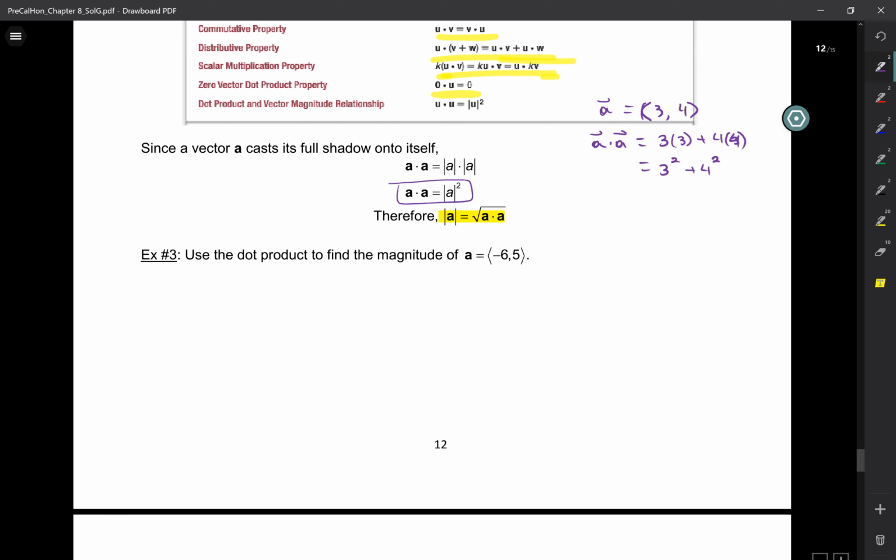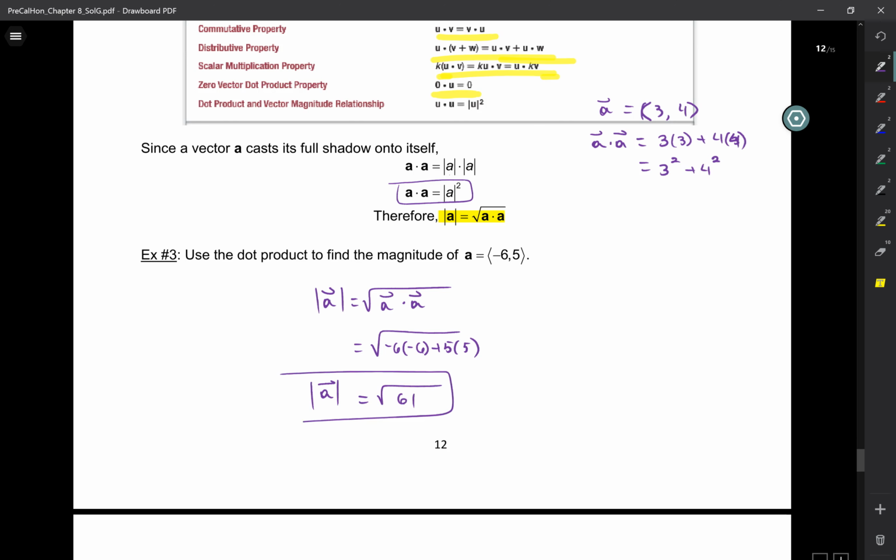Okay, what do I mean by that? So here it says, use the dot product to find the magnitude of A. All right, so let's do that. The magnitude of A is the square root of A dot A. So this is the square root of negative 6 times negative 6 plus 5 times 5. And at the end of the day, that's just the square root of 61.